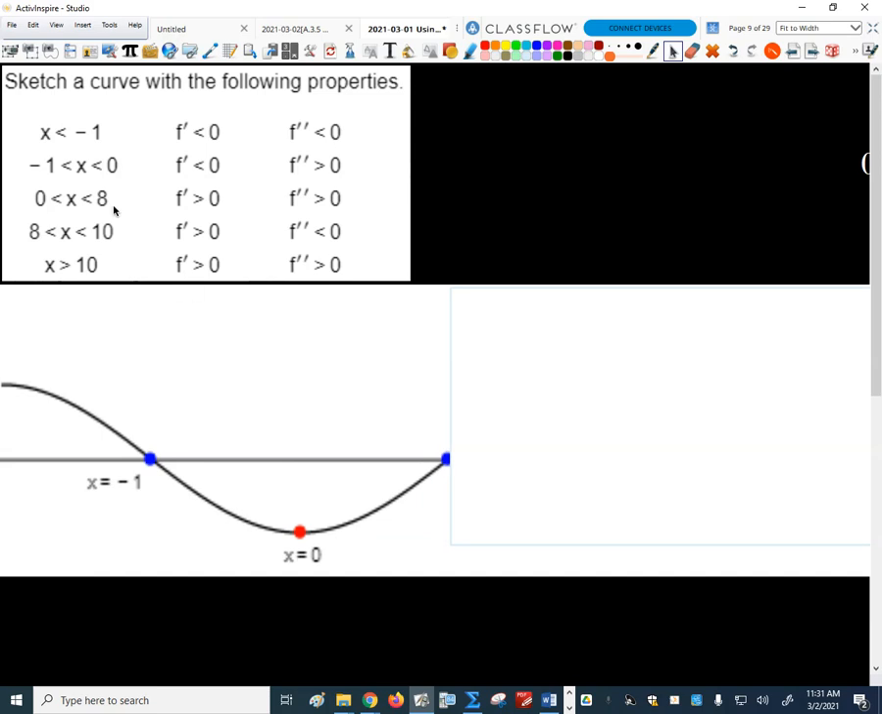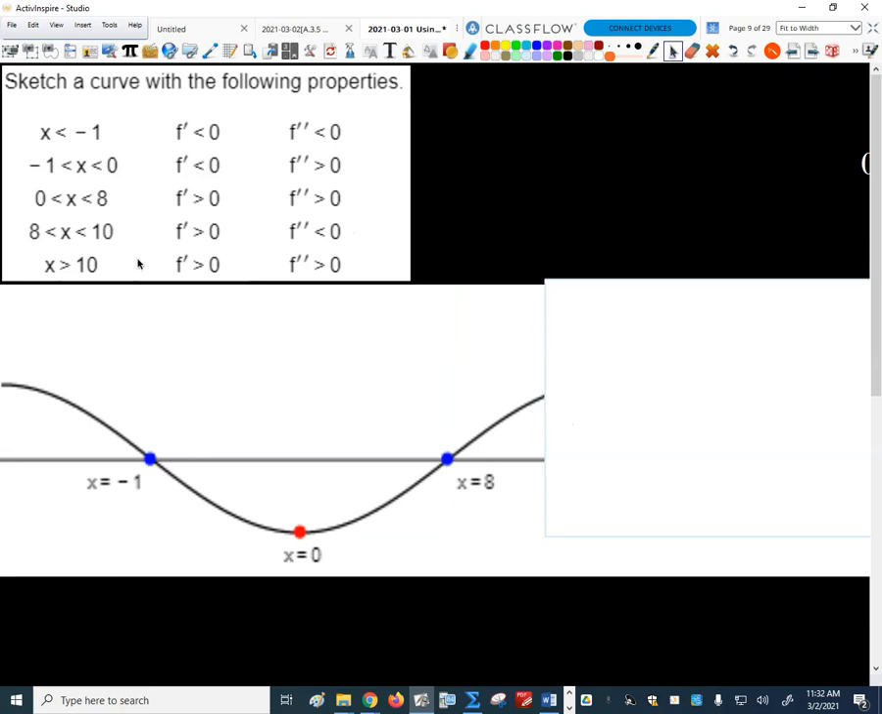Now what's happening after 8? The first derivative remains positive, but the second derivative shifts from positive to negative. What's happening at x equals 8? So we're transitioning from this row down to this row. Okay, yeah, that's an inflection point, isn't it? Good. It continues to increase, but the concavity shifts.